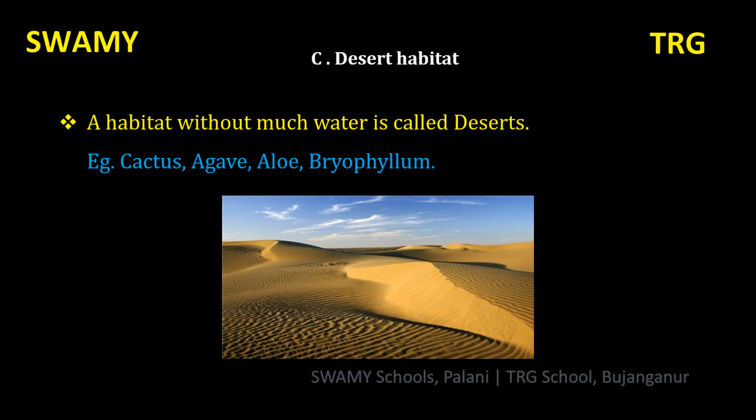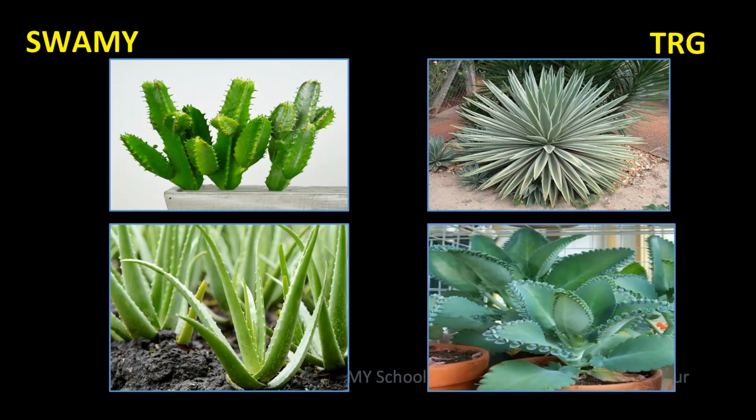Name the desert which is located in our country. Thar Desert. Thar Desert is the desert which is located in our country. Thar Desert is also called Great Indian Desert. These are the plants present in desert habitats: cactus, agave, aloe vera and bryophyllum.